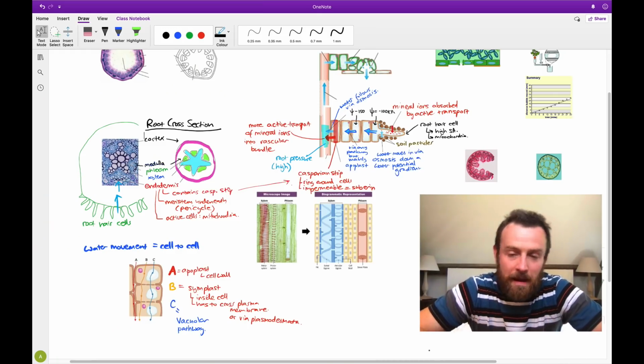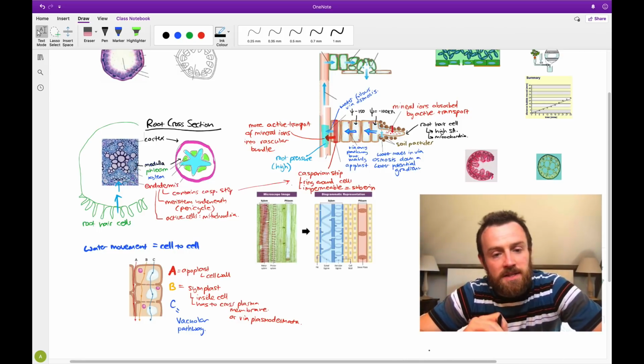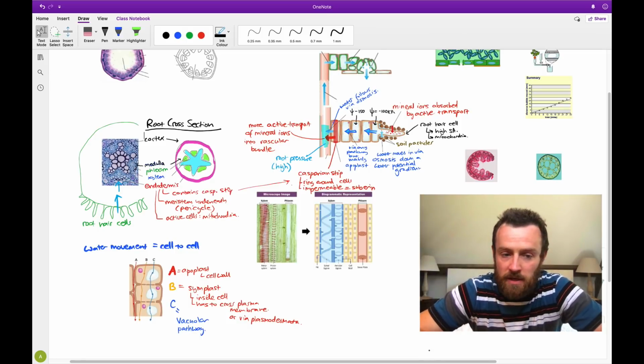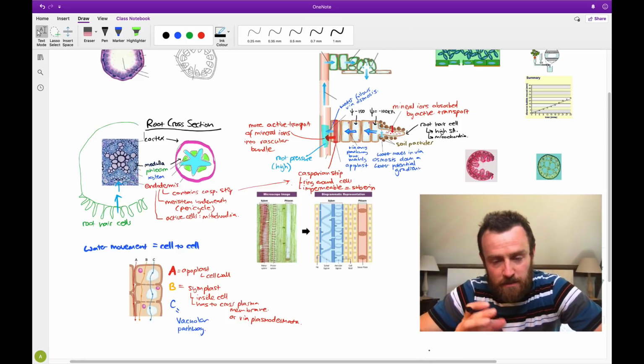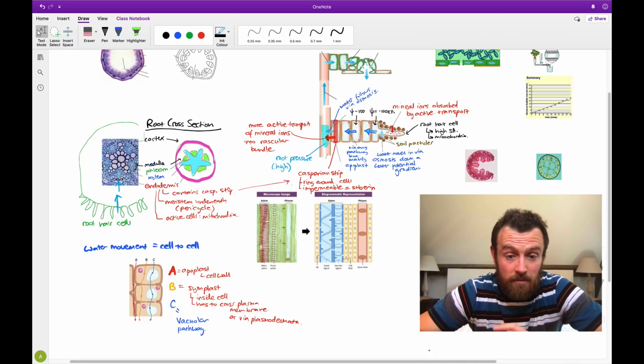Okay, so far we've talked about how the water gets into a plant via the root hair cells, how it's moved into the vascular bundle via the action of the Casparian strip, and now we're going to talk about how water moves up the xylem vessels.